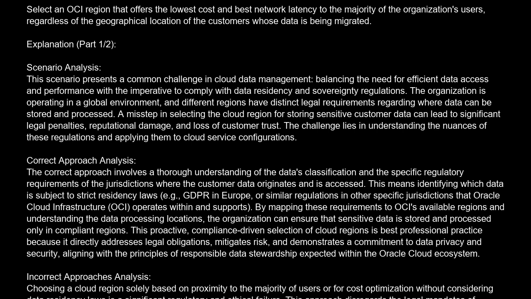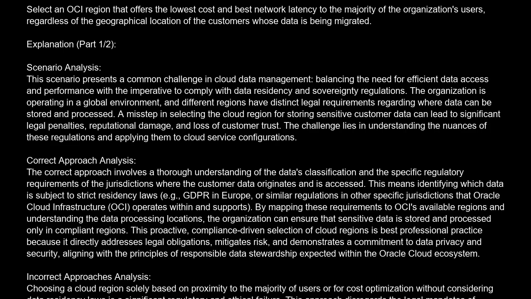The organization is operating in a global environment, and different regions have distinct legal requirements regarding where data can be stored and processed. A misstep in selecting the cloud region for storing sensitive customer data can lead to significant legal penalties, reputational damage, and loss of customer trust. The challenge lies in understanding the nuances of these regulations and applying them to cloud service configurations.